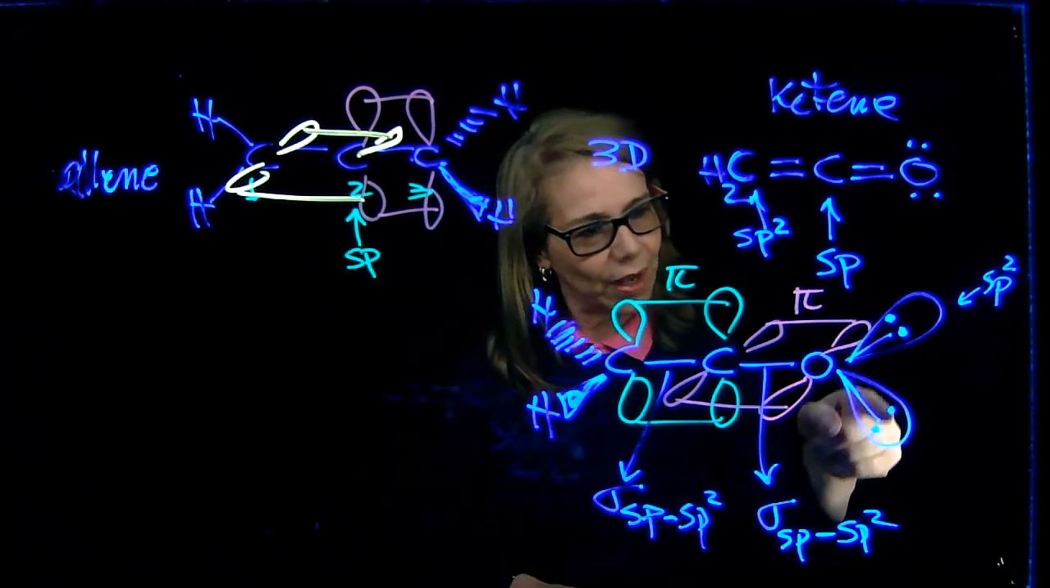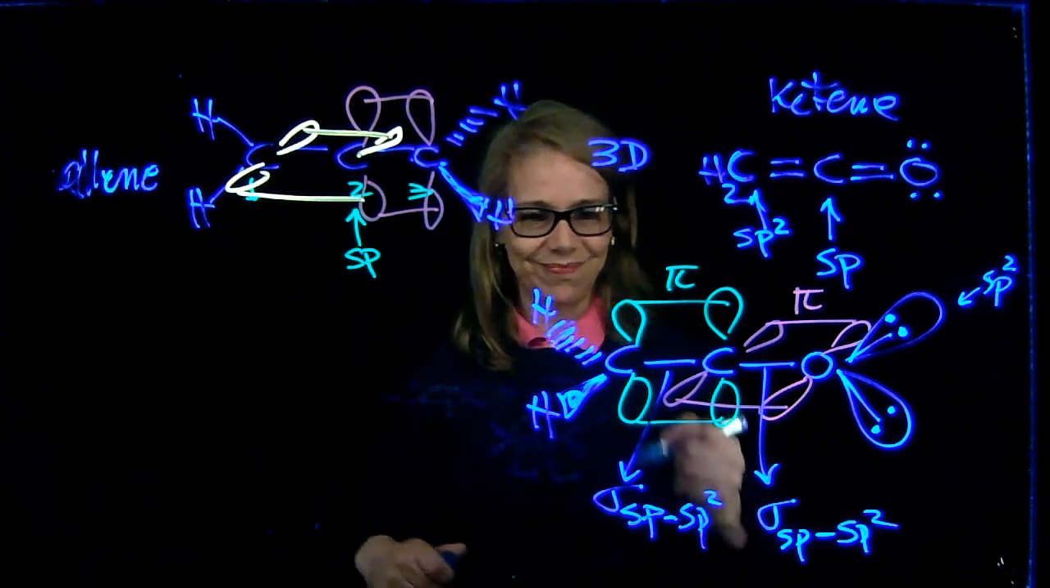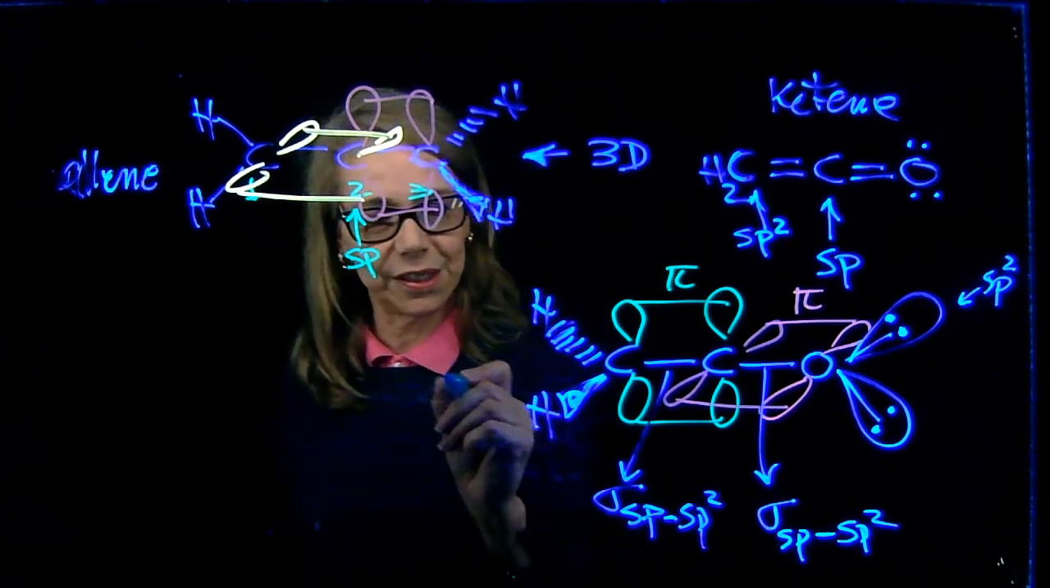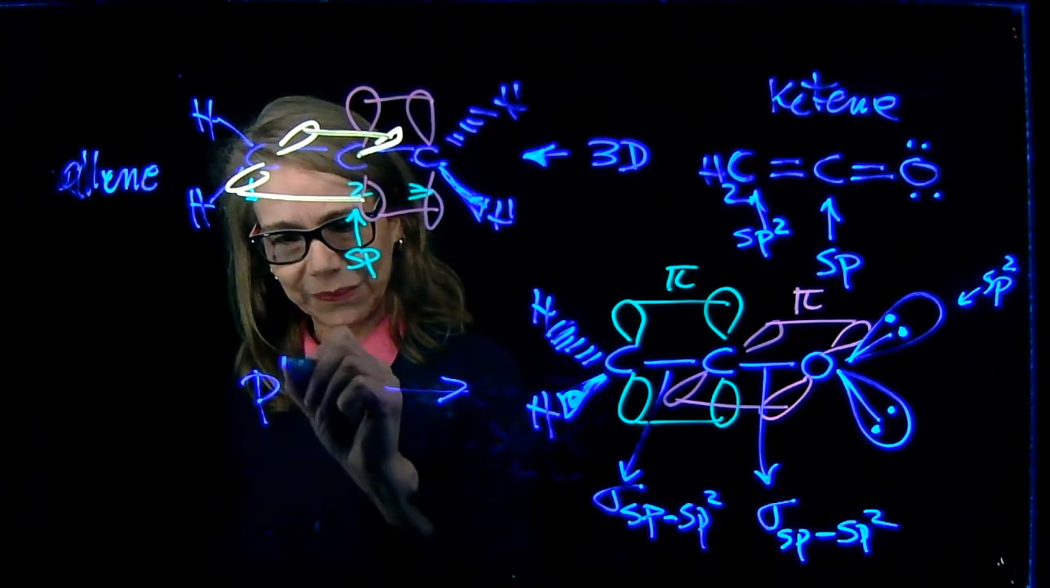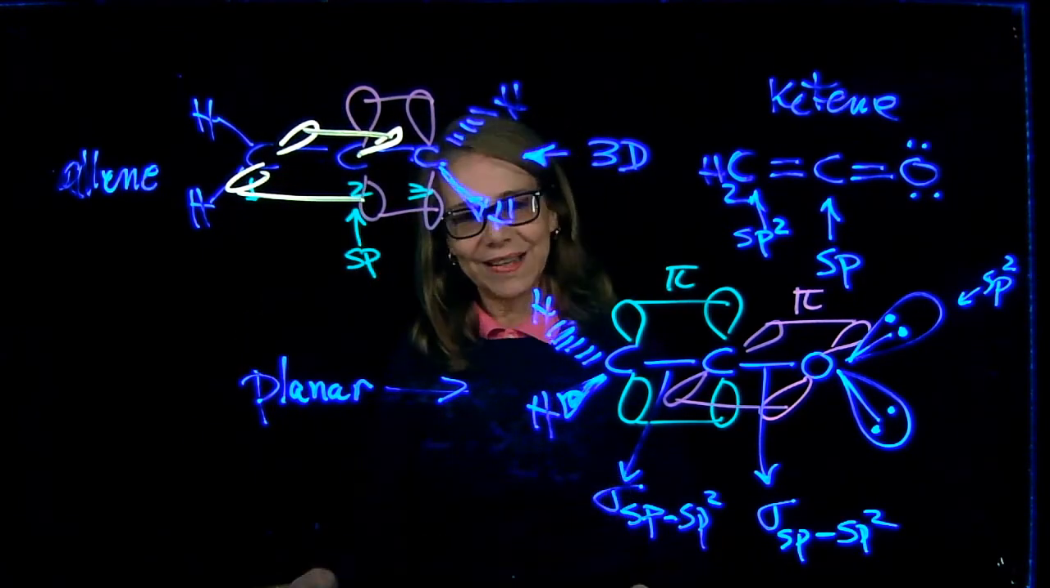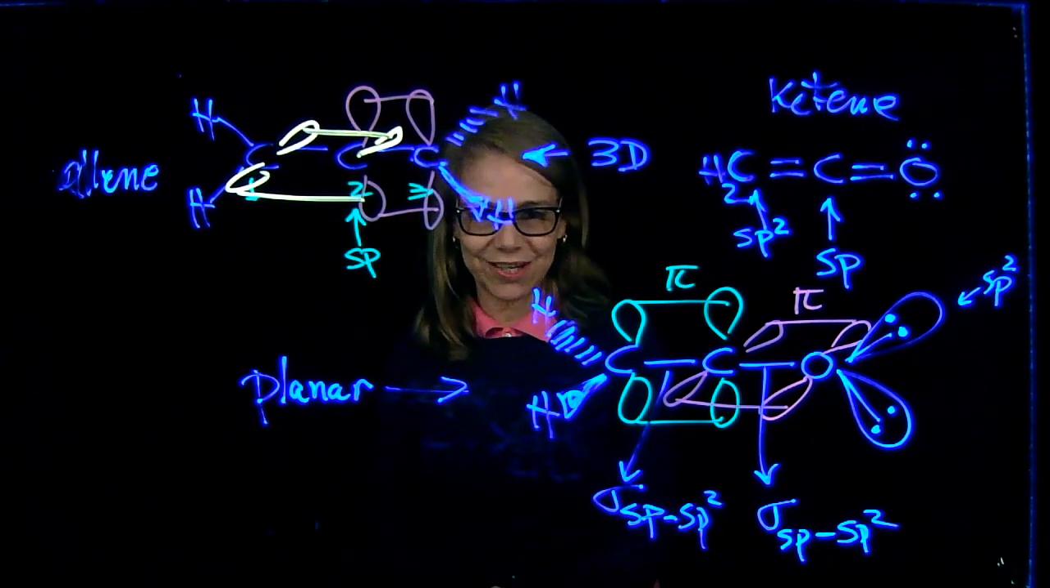But we don't have atoms here. We just have lone pairs. So the molecular geometry, in the case of allene, is 3D. Now this is planar. And we will be doing more exercises in another video.